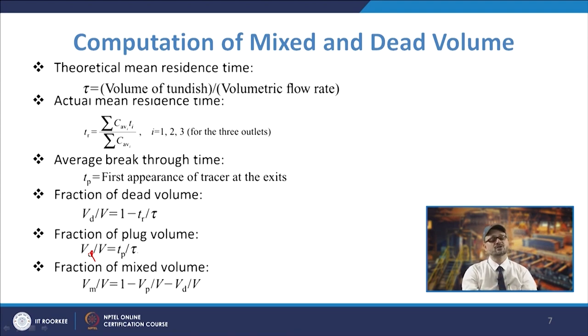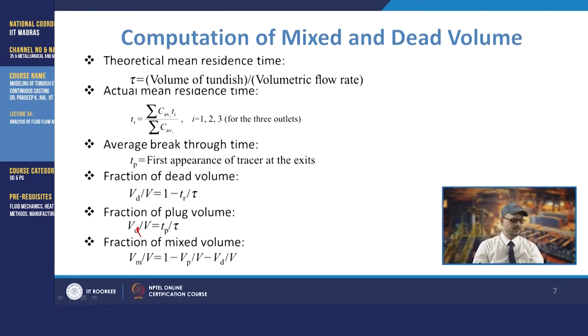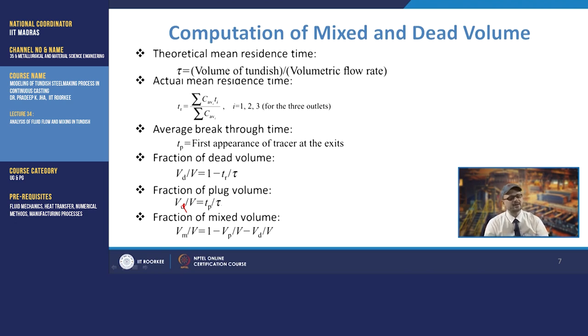of the mixed volume. So you generally have three kinds of volume component inside the Tundish: plug volume, dead volume and mixed volume. Plug volume, as we have already discussed, is that volume which goes without interfering with other things. It will be a quiet, quiescent flow.